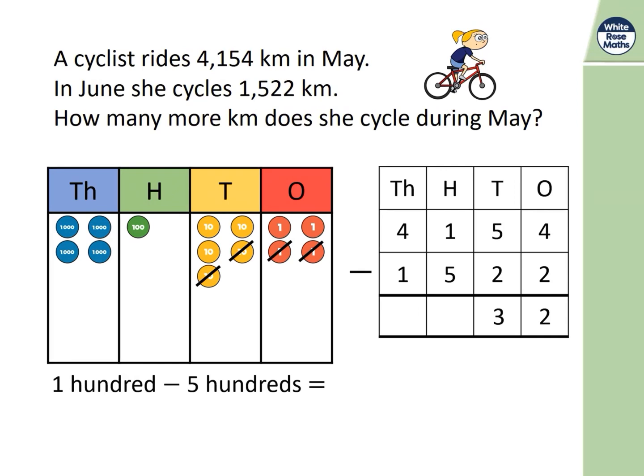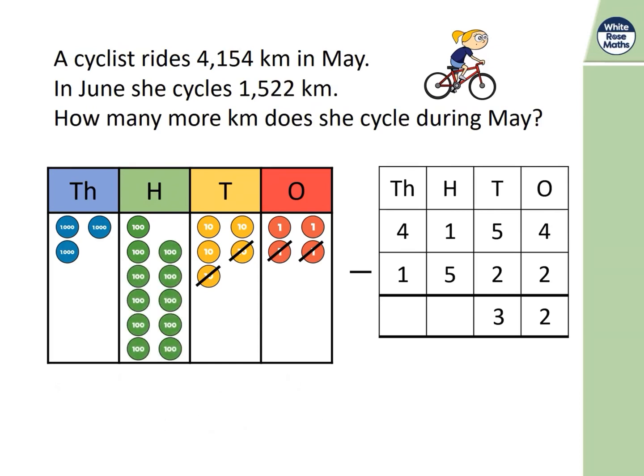I know, we can exchange 1,000. Remember, 1,000 is equal to 10 hundreds. So when we exchanged 1,000, we get our 10 hundreds. Let's note that on our written calculation. We haven't got 4,000s anymore, we've got 3,000s. And we haven't got 100 anymore, we've got 1,100. So now we need to work out 1,100 subtract 500. Cross 500 out and we can see we've got 600 left.